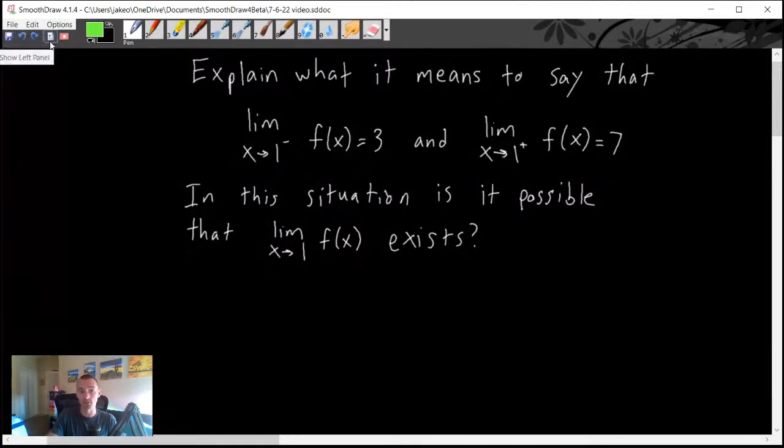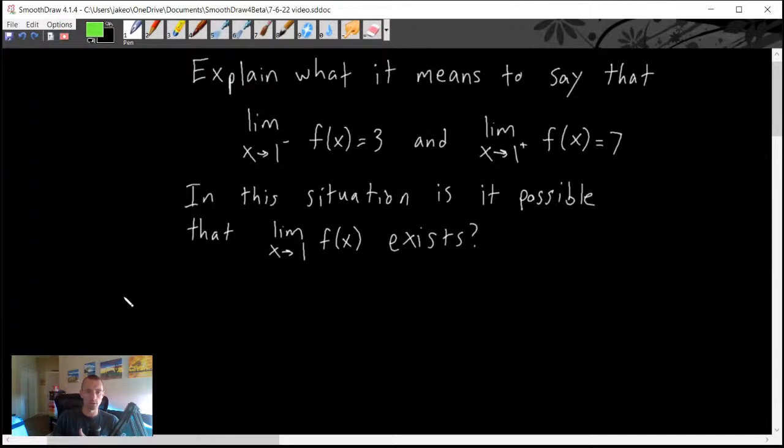Instead, get questions answered. But let's go ahead and discuss this. So if you have information about both one-sided limits like we have here, what do those tell you about your two-sided limit? Well, it's pretty simple.